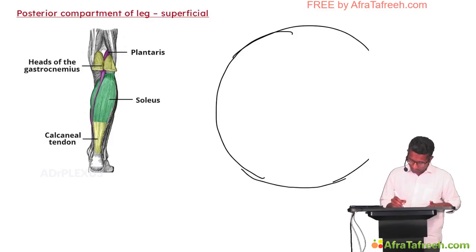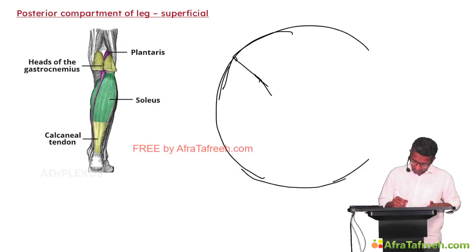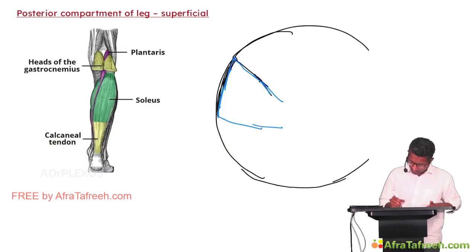So let us draw the fibula and tibia here. This is the tibia, and I'll draw it in a different color. So the tibia is here, and on the other side you have a small bone called the fibula.